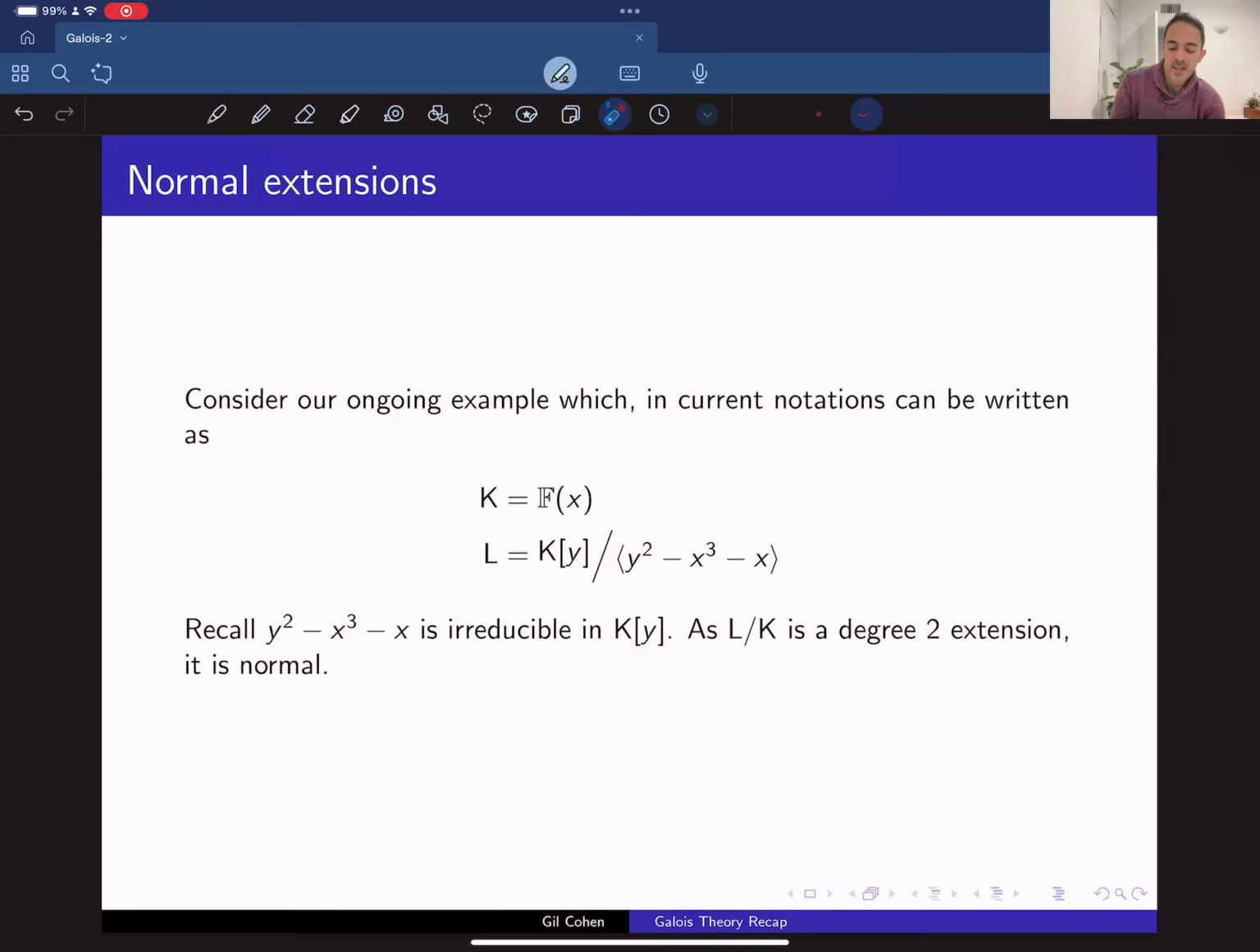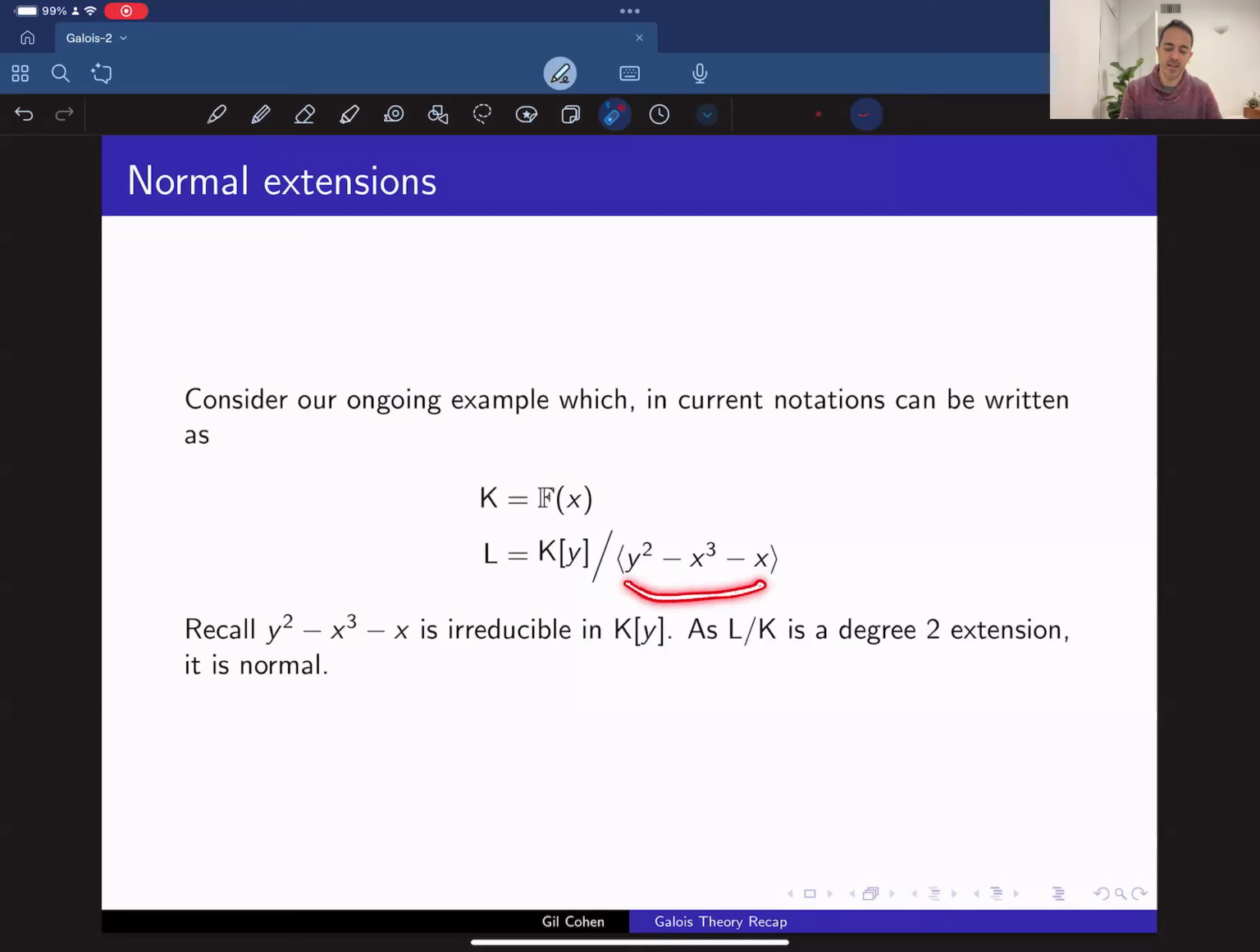okay, let's see that. So let's consider our ongoing example and match the notations that we used in these slides. So in our example K, the smaller field, is the rational function field over some field F, say finite. I think of it as a finite field, and L is obtained by adjoining to K essentially a solution to this equation, or alternatively, you mod out K[Y] by this ideal, and we showed that this ideal is actually irreducible in K[Y].